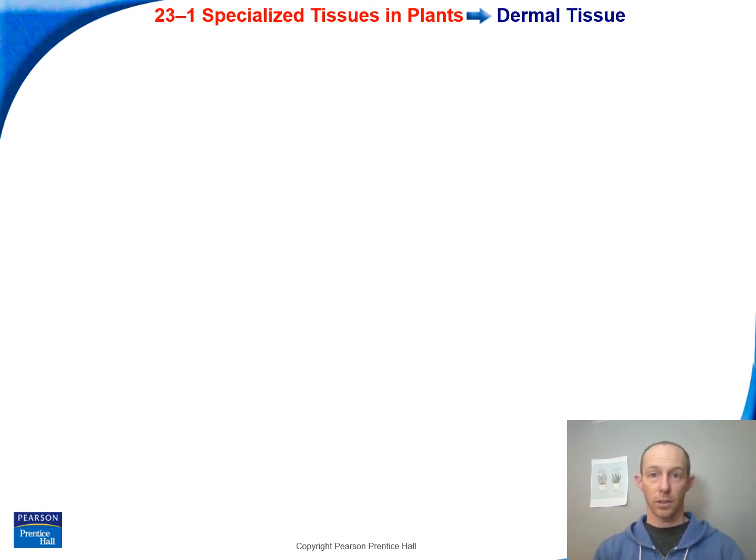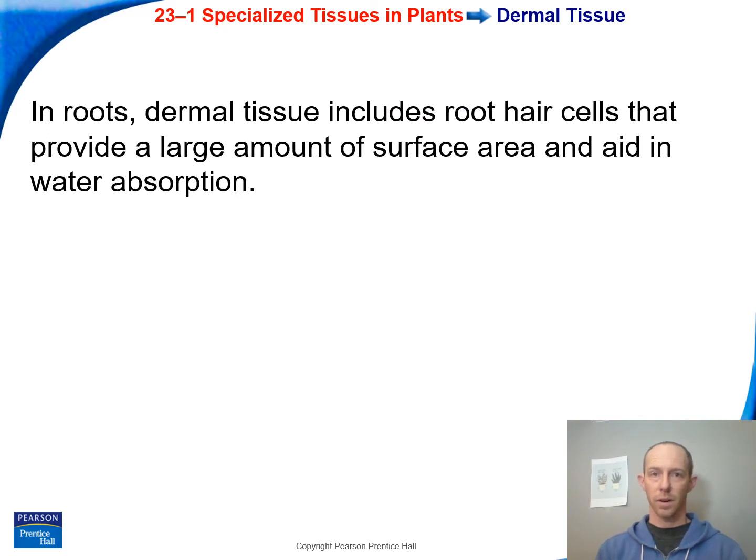A couple more notes about the dermal tissue layer. They have some different functions in our different organs. So the roots and stems and leaves, they all do something a little bit different. So in leaves, we're talking about the epidermis and also the cuticle. In roots, the dermal tissue layer consists of these things called root hairs, which we'll discuss in some detail later, actually in the next chapter. So root hairs are there to absorb water.